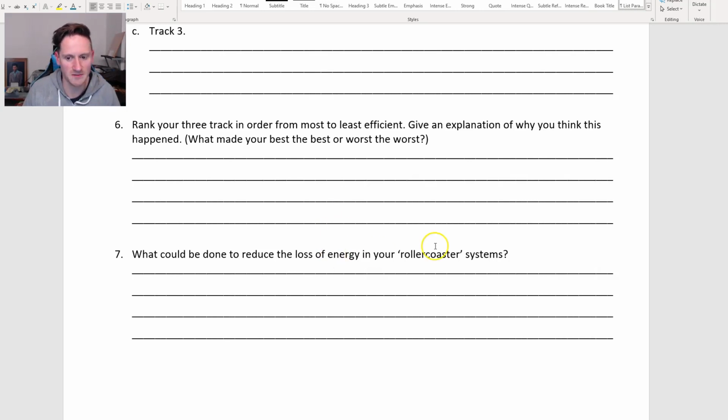What could be done to reduce the loss of energy in your roller coaster systems? The main source of kind of energy loss is friction. So the contact of 2 surfaces, okay, between each other. So the marble rolling in the tubing is going to affect that. So there's a number of things you could do. How could you reduce the friction between the tubing and the marble? Think of the materials they're made from. Could be maybe some different materials, some less grippy materials. Maybe there's some water through there. Think of like a water slide, obviously. That reduces friction. People fly down those. And there's other answers as well. Maybe the size of the tubing. There's lots of things you could talk about there.